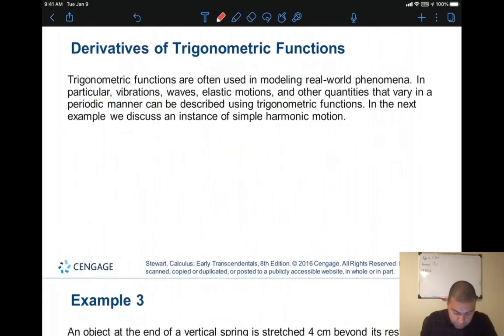So here's a couple of uses for derivatives of trigonometric functions. Whenever you have periodic phenomena, things that repeat over time, trigonometric functions are very useful. And you have a couple of examples. You have like vibrations, waves, elastic motions. There's something called simple harmonic motion that we talked about in Math 142 if you took it with me.